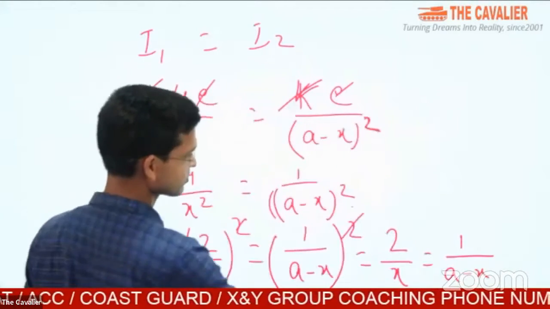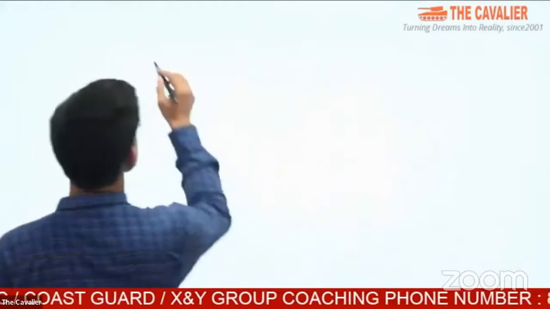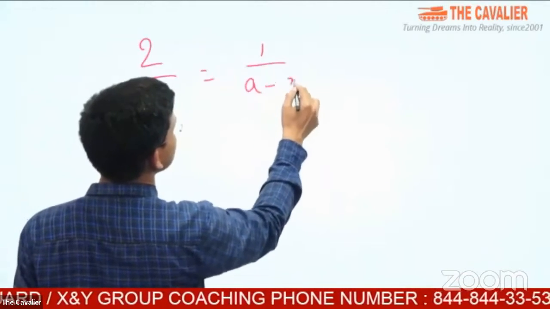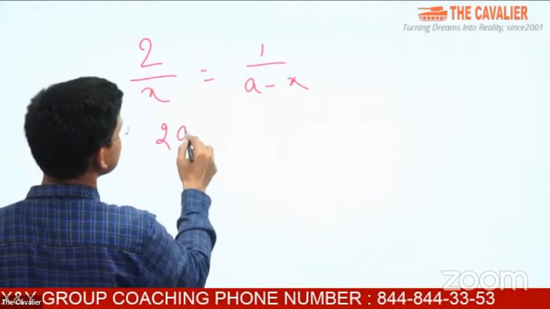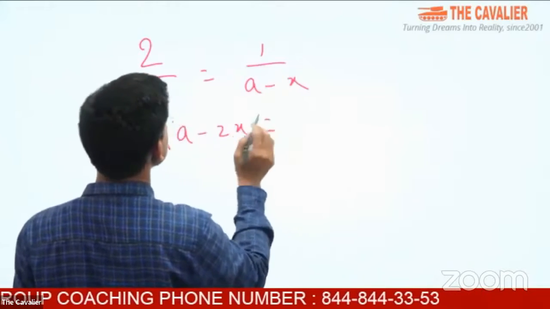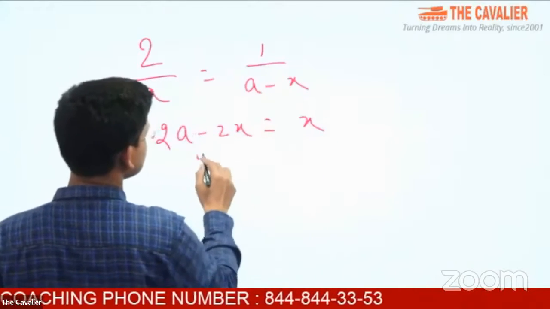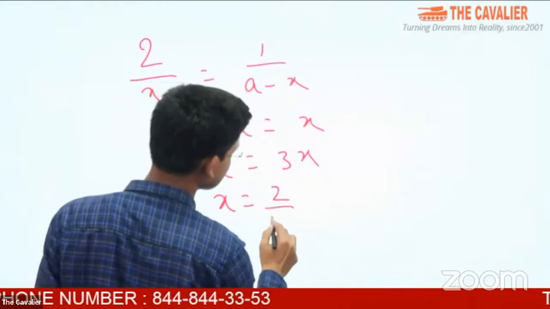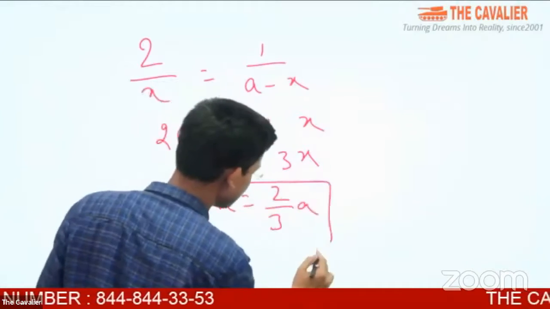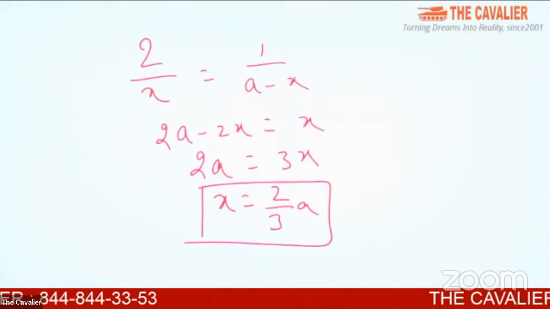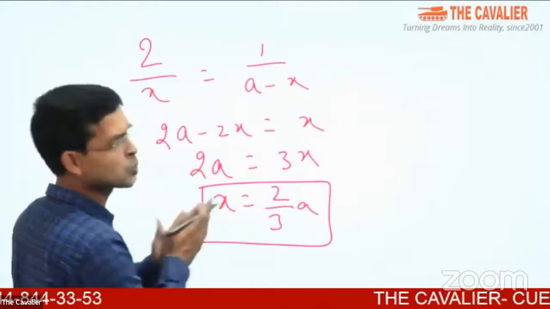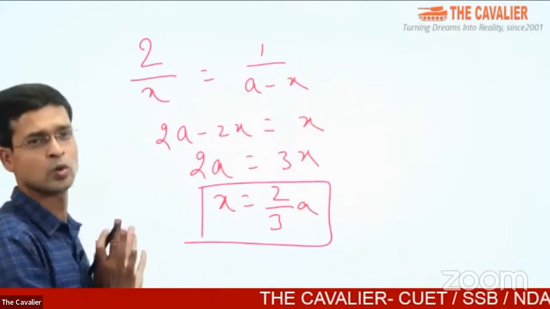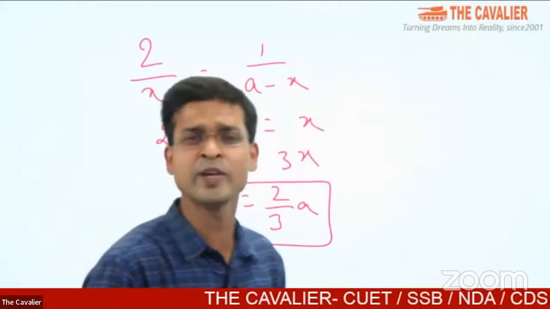Okay? This is 2 by x equals 1 upon A minus x. You can write this as 2A minus 2x equals x. So 2A equals 3x, and x equals 2 by 3 A. This is the required answer: x equals 2A by 3. This is the point of zero intensity. At this point, the intensity will be zero. This is the normal method we have to proceed with.